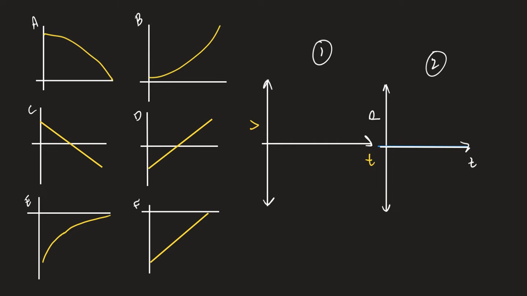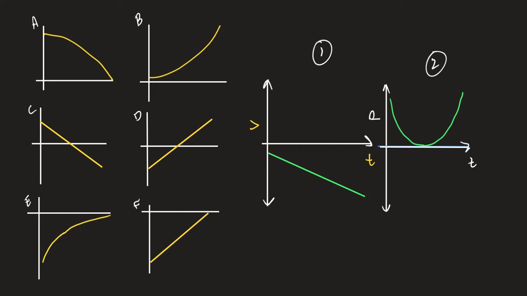All right, so here we go. All right, can everybody see them okay? So number 1, this is our velocity versus time graph. And number 2, this is our position versus time graph.